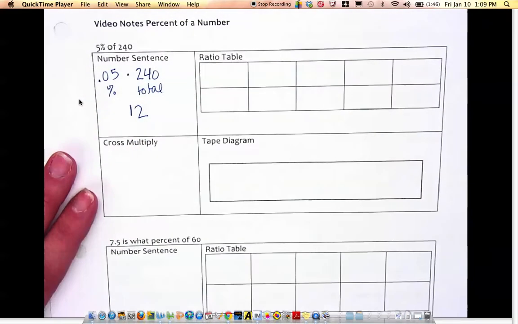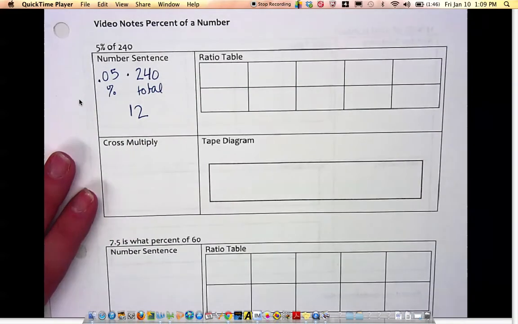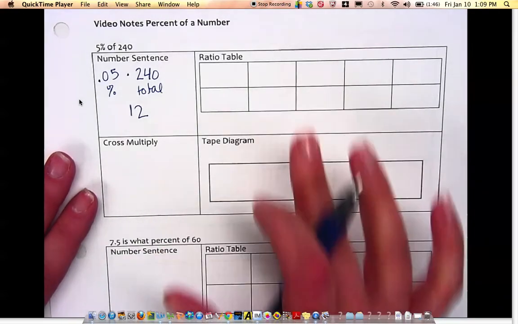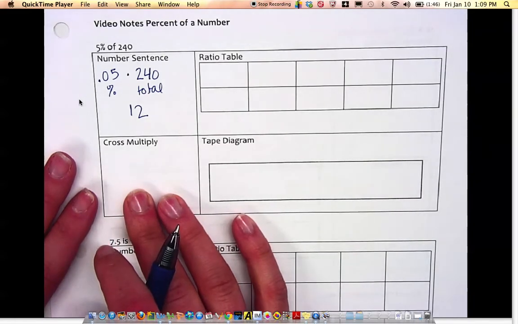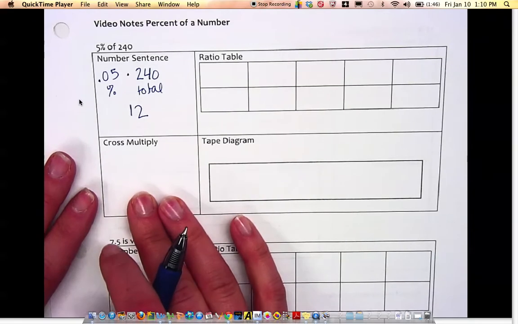Well, maybe you don't have a calculator handy. So we're going to look at how you can do this problem as a ratio table, a tape diagram, and also cross multiplying. Then you can use whatever strategy works best for you. Let's move next to the cross multiplying.